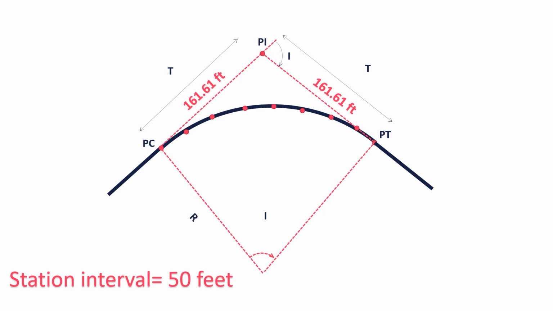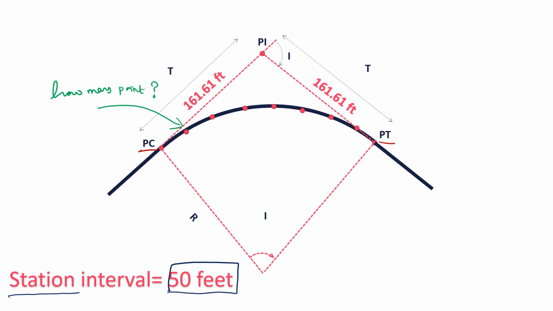Let us say that we have PC and PT, and a number of intermediate stations within PC and PT. How do we know how many points we are supposed to fix? Because you can't fix infinite points between PC and PT. There should be some finite number of points, and I told you that it is given by the station interval. Here, let's say the station interval is 50 feet, which means that the distance between consecutive stations should be 50 feet. Our first point, the PC, is at 11 plus 10.57, and our PT is at 14 plus 17.74.